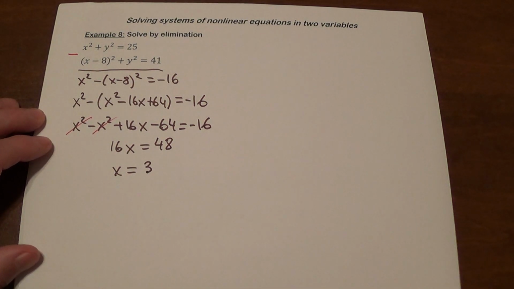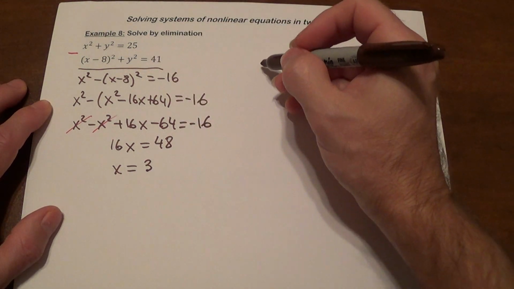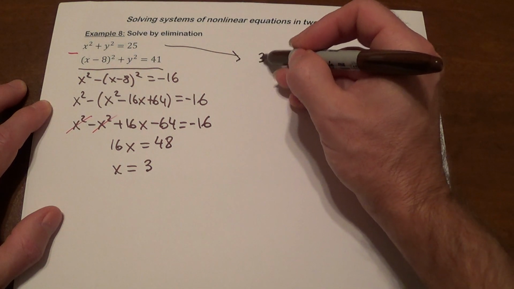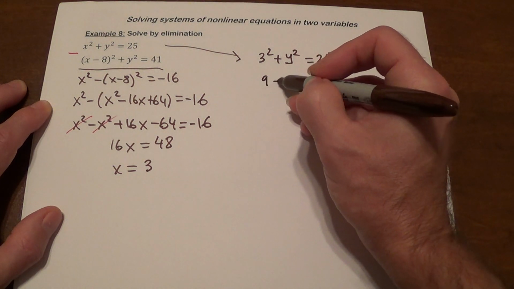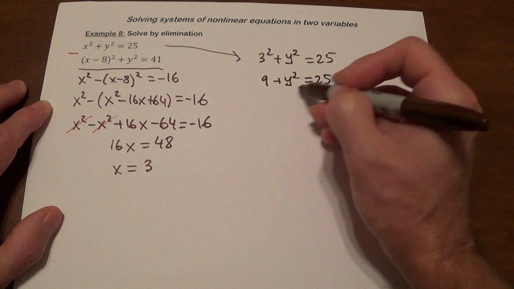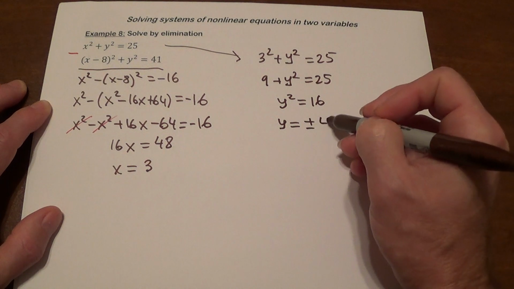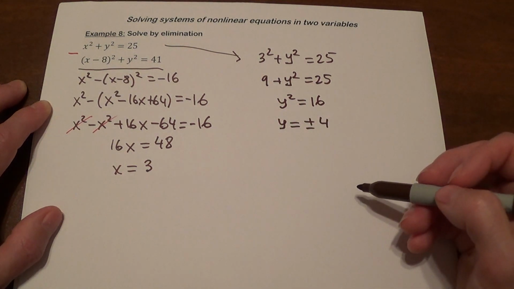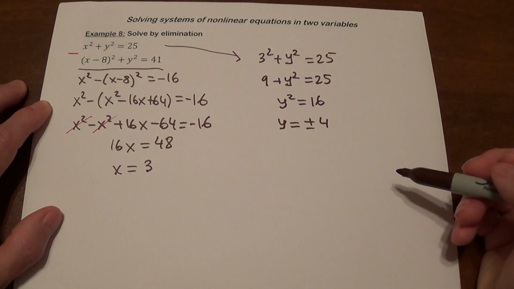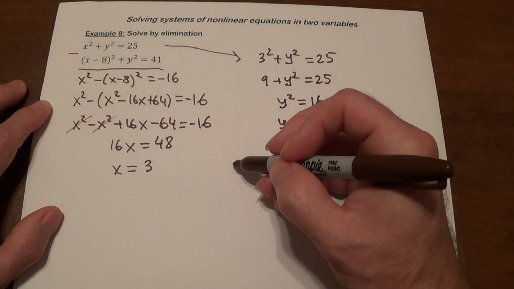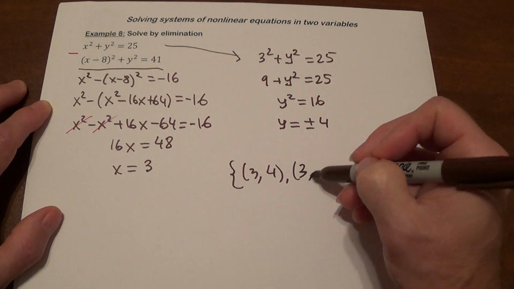Now we need to find the value of y. I think the first equation is definitely easier to substitute this into. So let's go ahead and do that. So it's 3 squared plus y squared equals 25. So it's 9 plus y squared equals 25. Y squared equals 16. So y equals plus or minus 4. So one value of x goes with two different values of y. This is actually two circles. Alright, so we're going to get 3, 4, and we're going to get 3, negative 4.